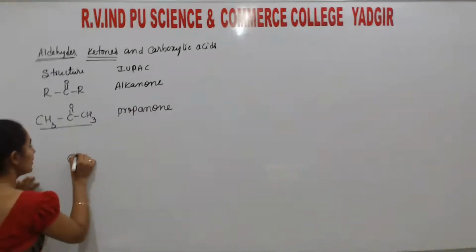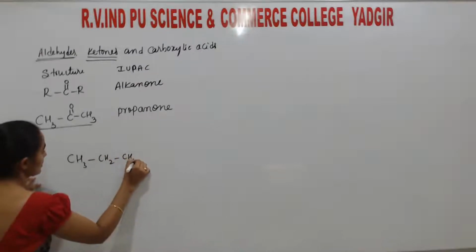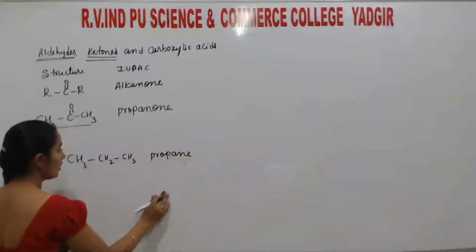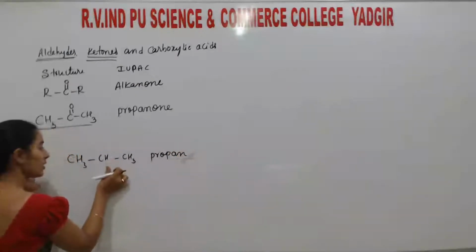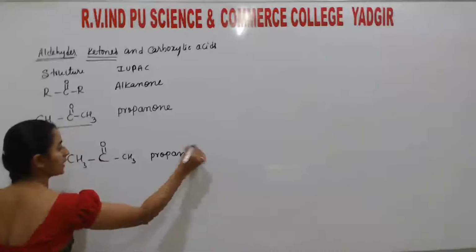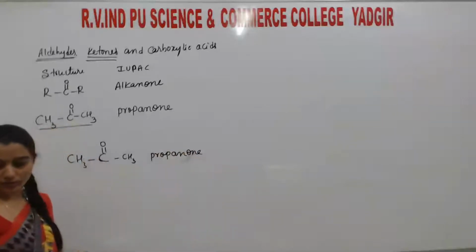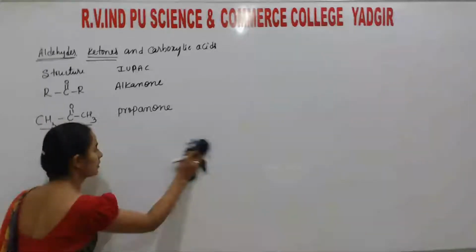Why? Because listen, if CH3, CH2, CH3 is there, this is propane. Okay, why am I replacing the last E? Because in this parent chain, by replacing two hydrogens, the ketone is confirmed. So that's why I am replacing that. CH3, C double bond O, CH3. Derivative of alkane. Okay.